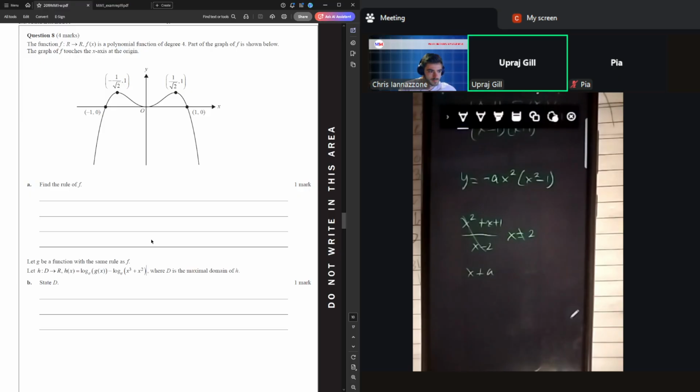Chris, could you just go over how you can determine the domain when you put a function in a log? Because I'm not really sure how to.